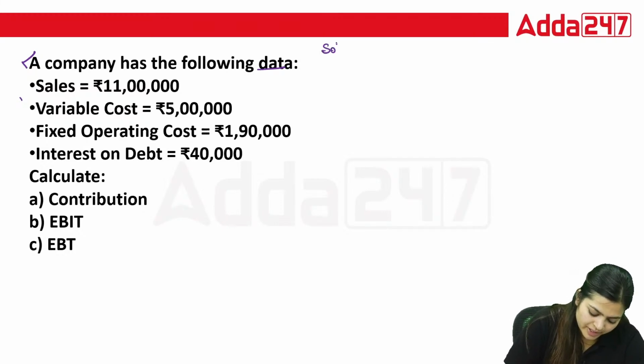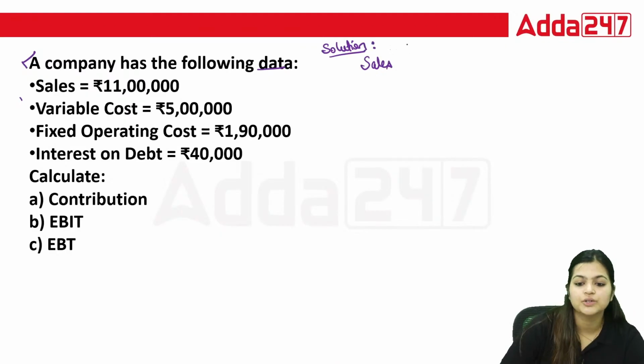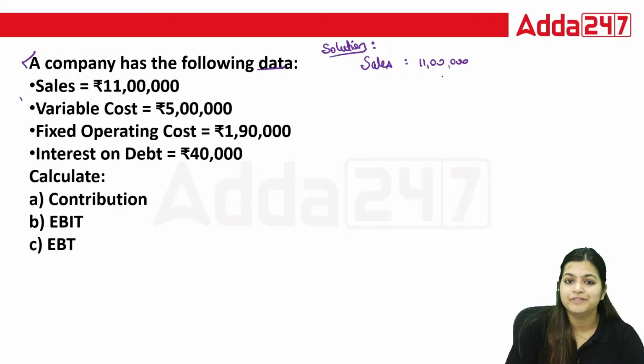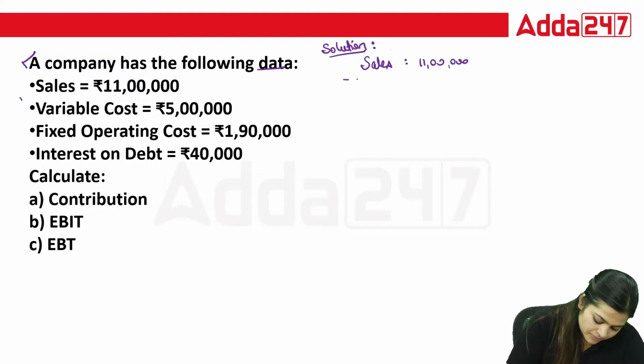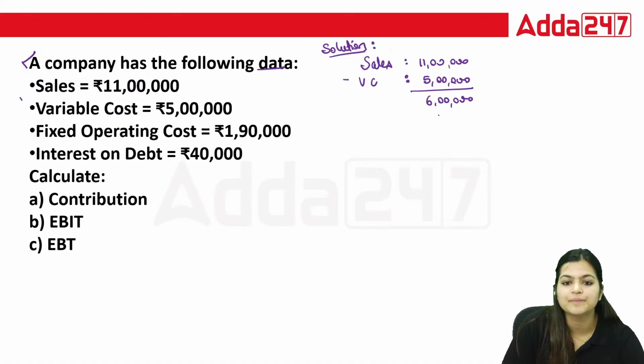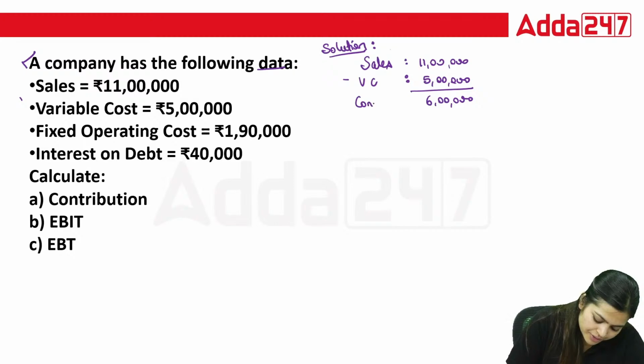So I'm writing the solution this side. First, you need to start always with your sales amount. Here, your sales amount is equal to 11 lakhs. Whatever revenue you are generating, from that revenue, you are going to subtract variable cost, that is 5 lakhs. From this, you will get the difference of 6 lakh and this is your contribution.